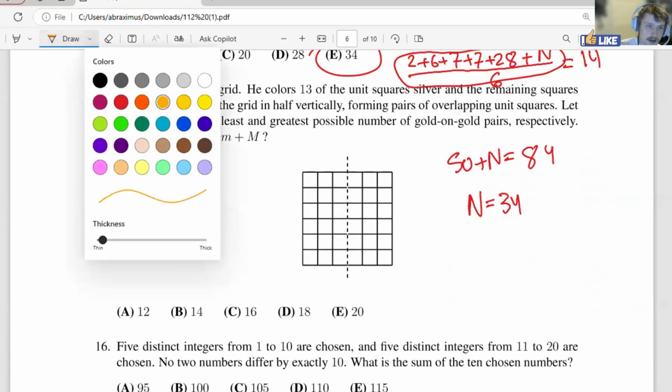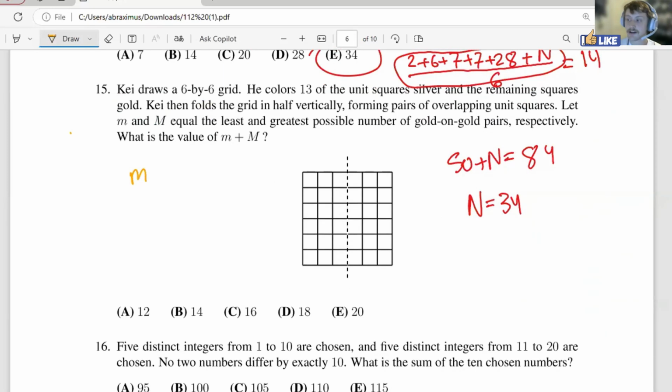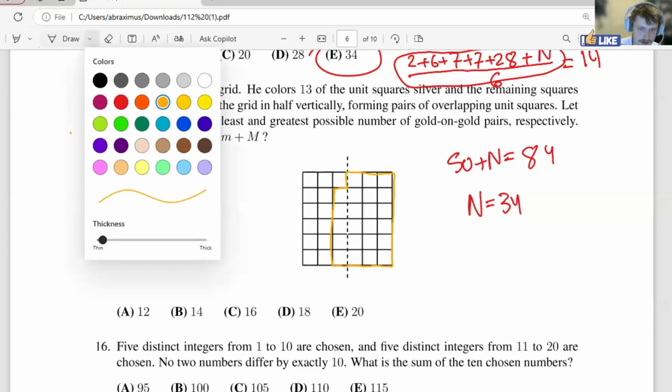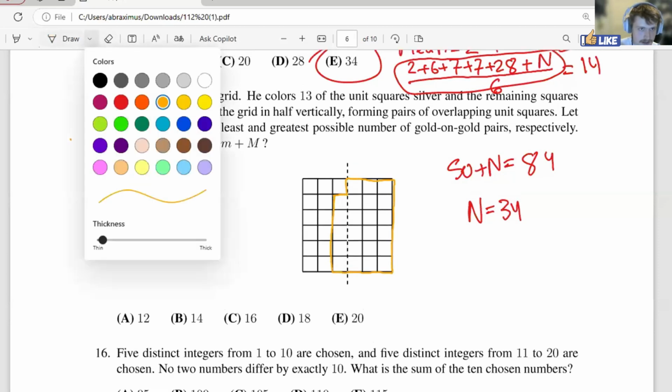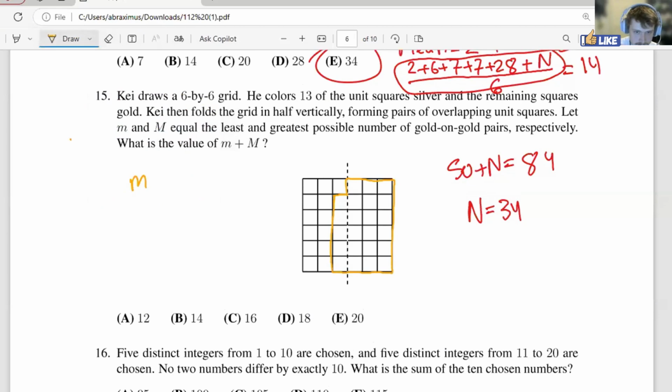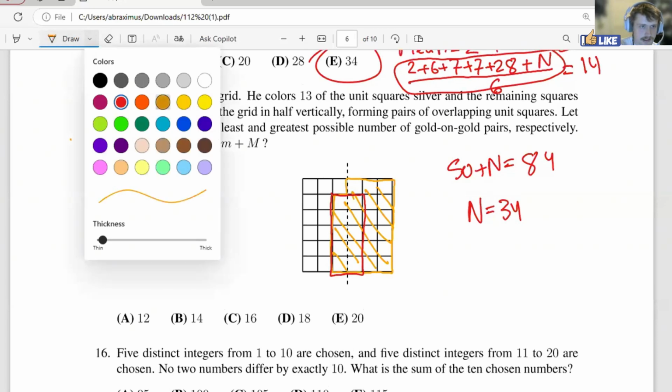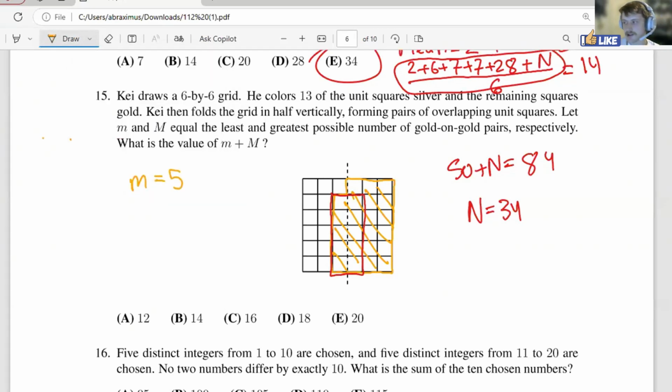So lowercase m is going to occur when we have the least amount of gold on gold pairs. So let's take all 13 silver squares and place them like this, so that the silver ones are outside of the gold. So this is the gold one, and then the silver ones are the others. Sorry, so this is the gold. From this, we can see that we're only going to get these being paired up. So lowercase m is equal to 5 pairs.